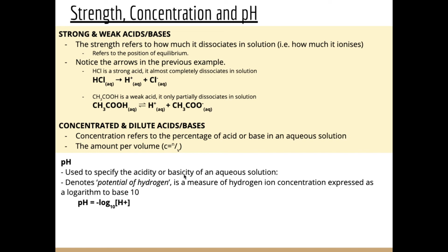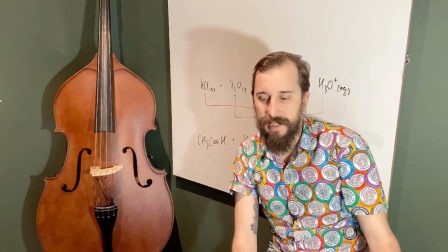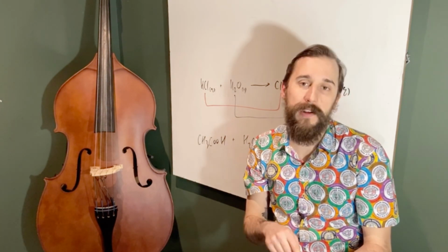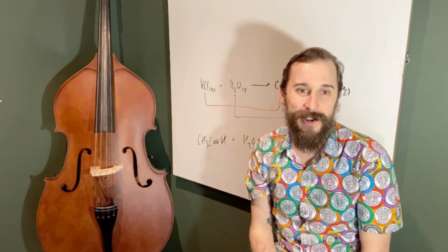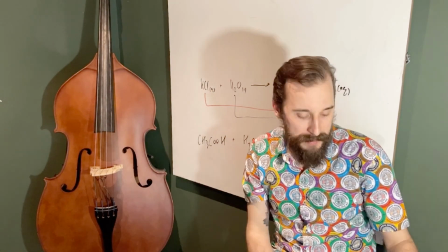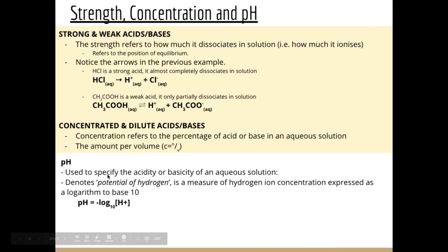So it's used to specify the acidity or basicity of an aqueous solution. pH denotes the potential of hydrogen, P for potential, H for hydrogen, and it's a measure of hydrogen ion concentration expressed as a logarithm to base 10. So we've got this equation here where the pH is equal to the negative logarithm of the concentration of H plus ions. The good news here is that we don't really need to understand what a logarithm does. That's more of a mathematics thing, we just have to be able to find the button on the calculator. It just makes the scale a bit more condensed, I suppose. But we've just got to plug the numbers in if we have to calculate it at any point.